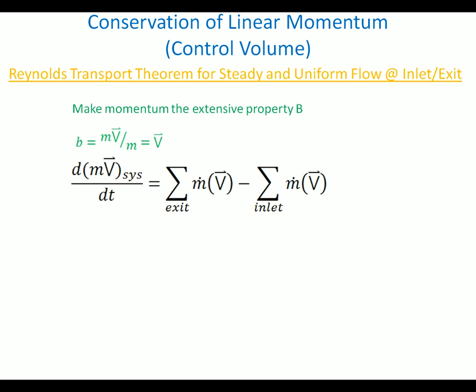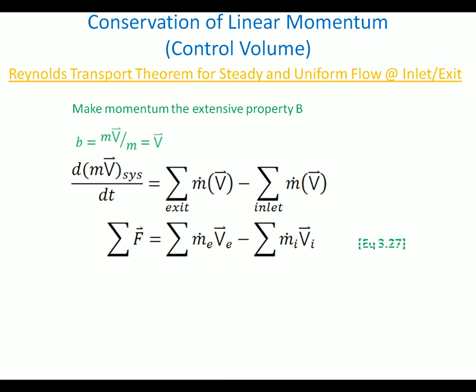Like we just said, the change in momentum over time is the sum of the forces. So we can rewrite this as the sum of the forces is equal to the summation at the exit of the mass flow rate times the velocity minus the summation at the inlet of the mass flow rate times the velocity. This is equation 3.27. It's also located on your reference data card.